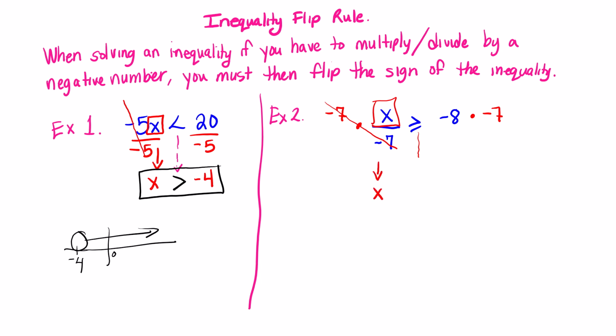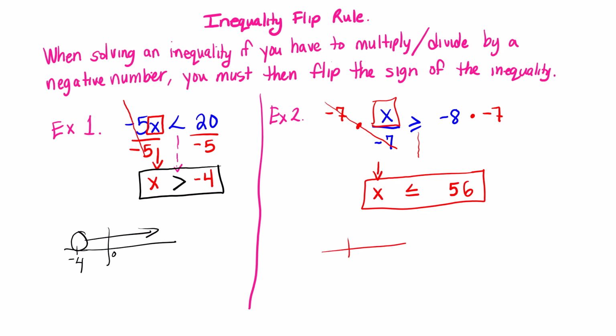Negative 8 times negative 7 is going to give me 56. And instead of bringing down greater than or equal to, because I multiplied each side by negative 7, it's actually going to flip my inequality sign. Instead of greater than or equal to, it is now going to be less than or equal to, because I multiplied by a negative number. Okay, so my answer will be x is less than or equal to 56.